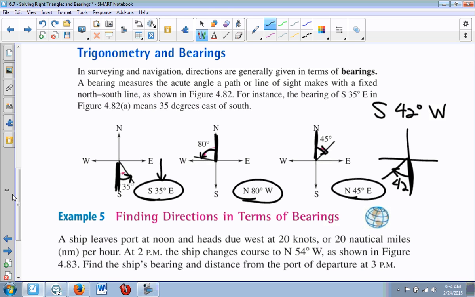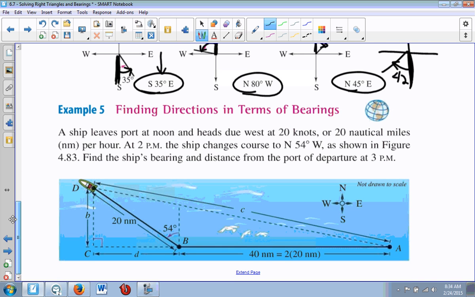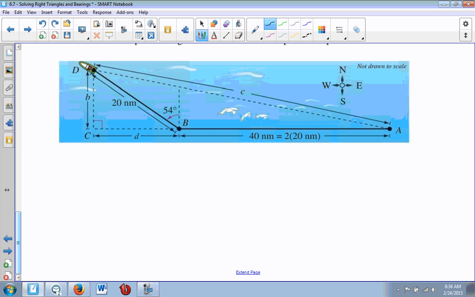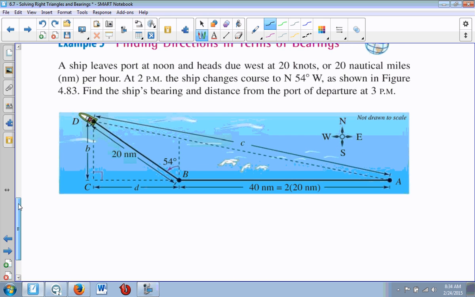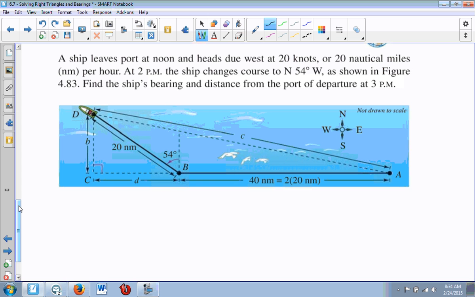So in our problem down here, I apologize for the picture. It's not the easiest picture in the world to read, but hopefully watching this video, you'll be able to see the picture a little bit easier. It says a ship leaves port at noon, heads due west at 20 knots, or 20 nautical miles per hour. At 2 p.m., the ship changes course to north 54 degrees west, as shown in the figure. So notice from direct north that 54 degrees is that angle. It says find the ship's bearing and distance from the port of departure.